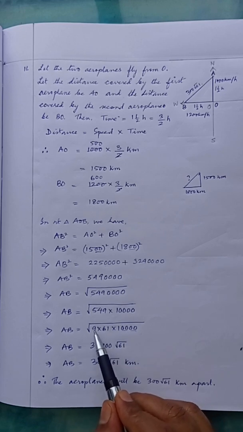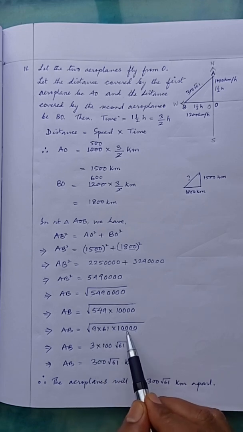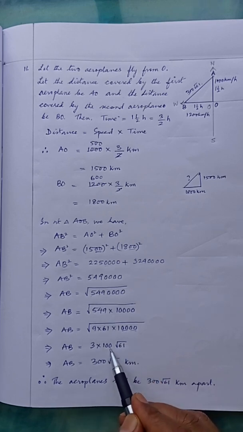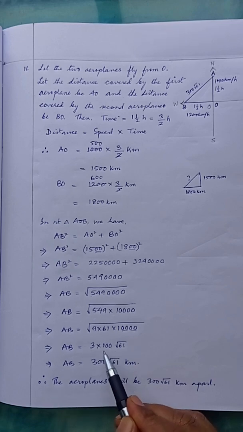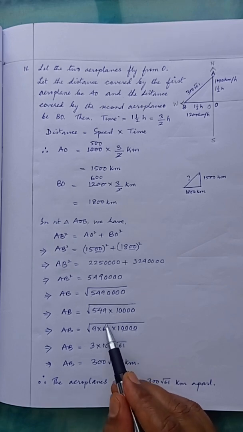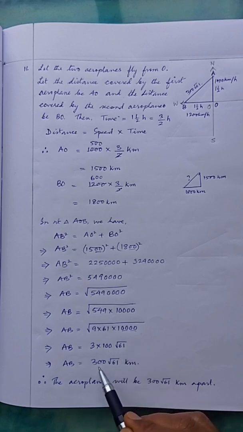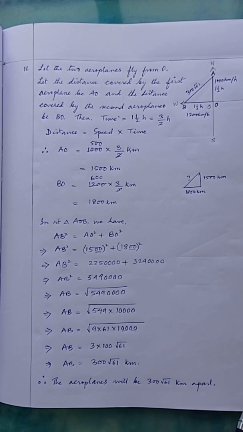Now the root of 9 is 3. The root of 10,000 is 100. Remember, 2 zeros become 1. So you got 100 here. And this number will have no root. So 3 into 100 root 61, that is 300 root 61. Therefore, the aeroplanes will be 300 root 61 kilometer apart after 1.5 hour.